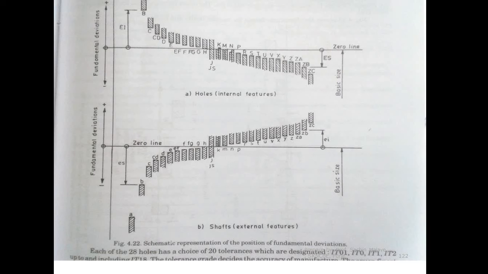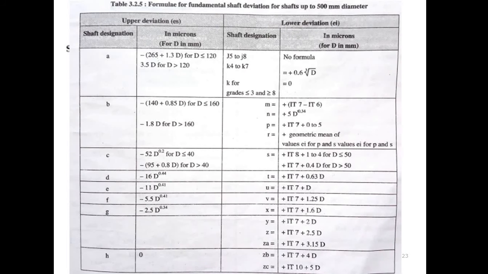So whenever the letter H is there, either in the case of the hole or in the case of the shaft, always remember that those parts have fundamental deviation as 0. Now there are various ways to calculate the fundamental deviations for the shafts. Some formulae are given. There is no need to remember these formulae. These formulae will be given to you at the time of the exam. The fundamental deviation will be given.